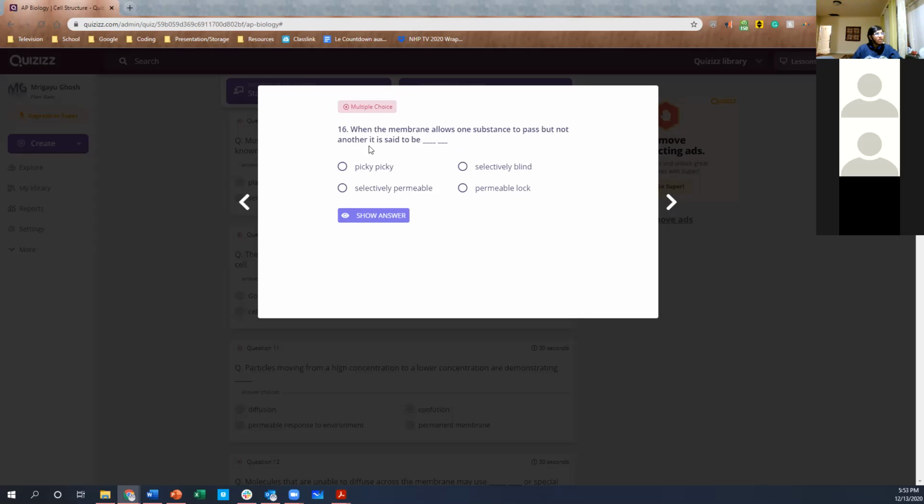Okay. When the membrane allows one substance to pass through but not another, it's said to be selectively permeable. Exactly, Mira. Good. Okay. The blank converts chemical energy stored in food to compounds the cells can use. The mitochondrion, exactly. Okay, so now would be a good time to talk about cell respiration.